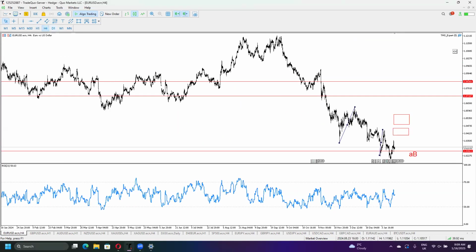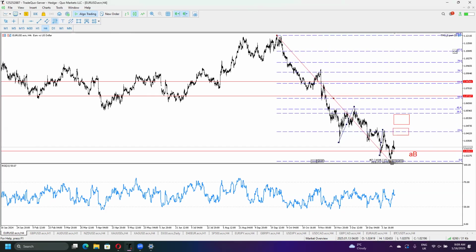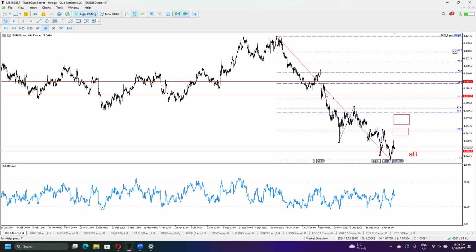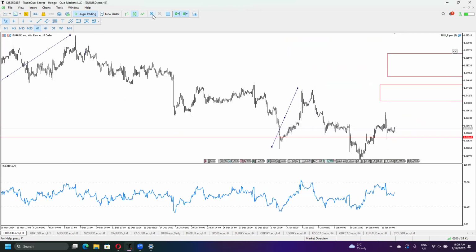Let me go to the higher time frame, and yes, this correction was that one which created an overbalance previously for us, and at the same time is the biggest one in the whole down movement, most probably pretty close to level 38.2. Yeah. So this is the plan.